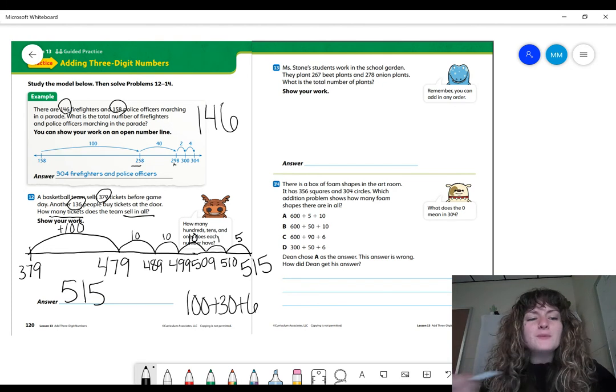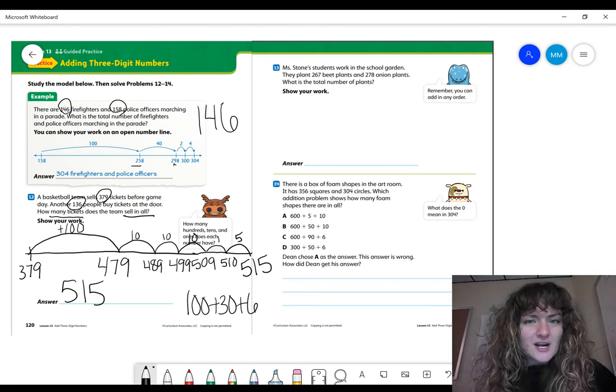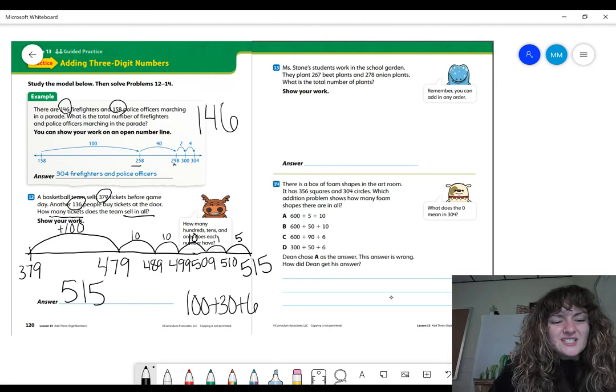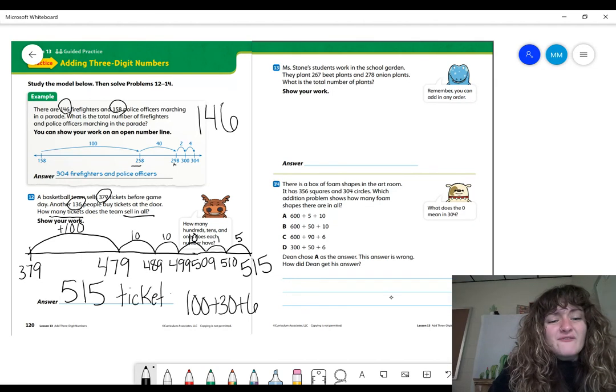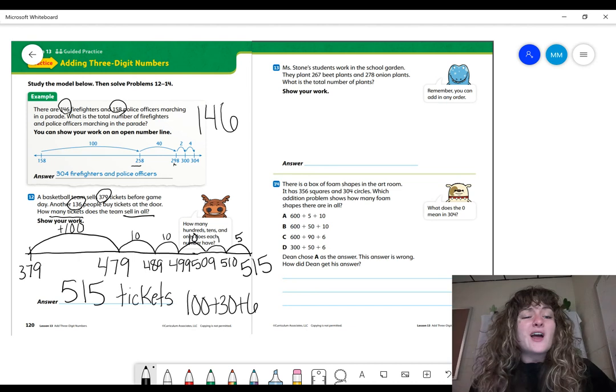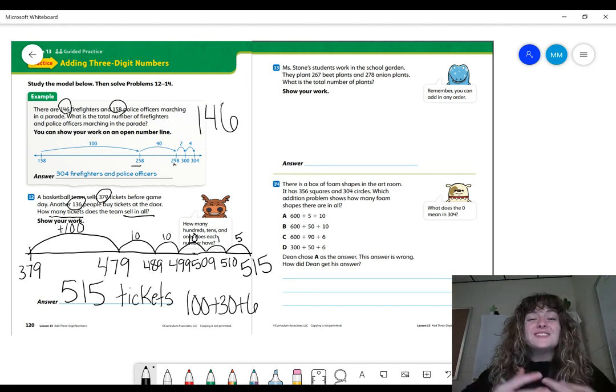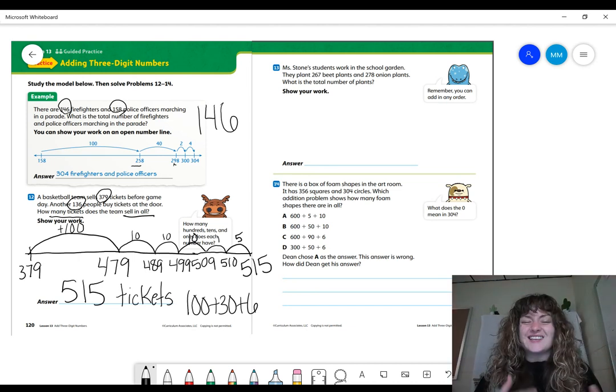So how many tickets were sold in all, Smarties? 515 tickets. I need to put a label with it because it wasn't 515 kittens or 515 Twinkies. We sold 515 tickets in all.